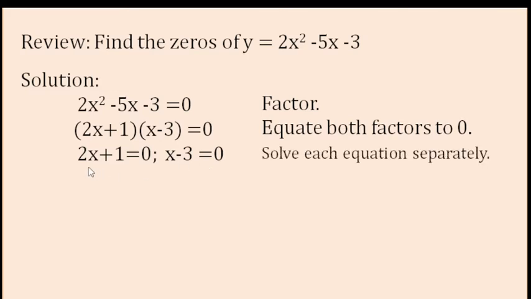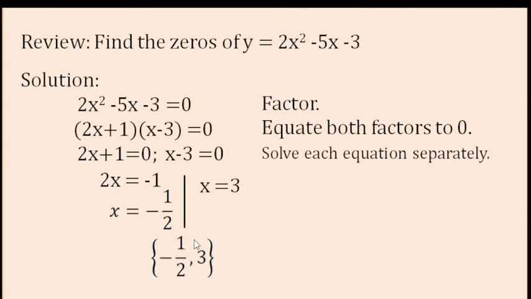Then we will solve the two equations separately. So 2x plus 1, if we subtract 1 from both sides, we have 2x equals negative 1. Divide both sides by 2, so x equals negative 1/2. And for our second equation, if we add 3 on both sides, x equals 3. And now, the two roots or the two zeros are negative 1/2 and 3.